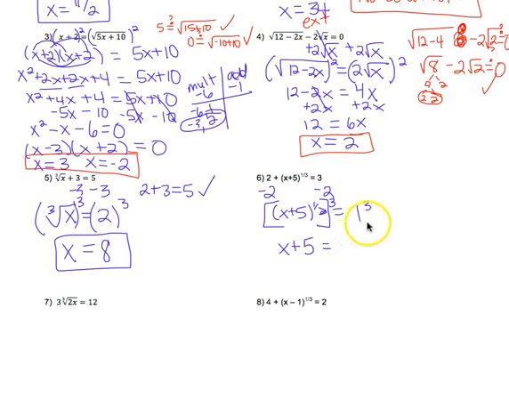I just have x plus 5. 1 to the third power is just 1. So to keep solving, subtract the 5. That gives me x equals -4.